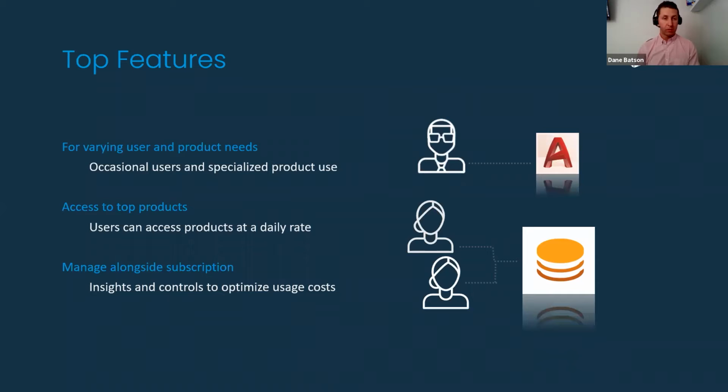Kind of just reiterating what those top features are. It's for varying users and product needs. Occasional users, we'll go through what that means by occasional, but specialized product use. Almost all products are available at a daily rate. There's a full list that Autodesk has put out there that you can run through with ATG, but any product you want to try is available. There really are no limits as far as what you can purchase with a token. So if you want to try a different product, in a new process, that's available to you.